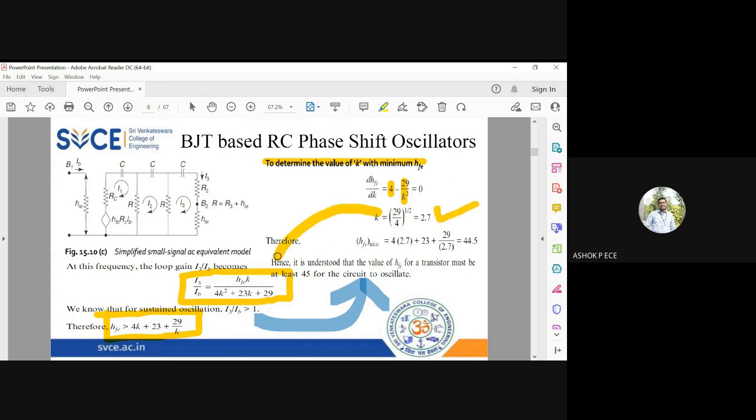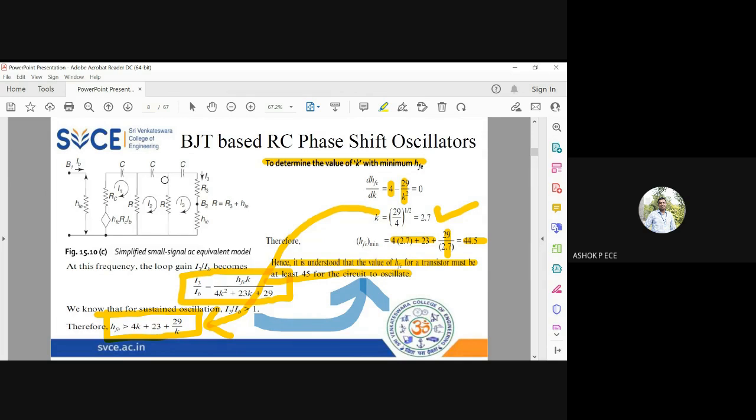Substitute this value of K here. Substitute K equal to 2.7 in this equation. So you get HFE greater than 4 into 2.7 plus 23 plus 29 by 2.7. So you get the answer as 44.5. So from this, we can conclude that for the transistor to provide sustained oscillations, the minimum gain must be at least 45. At least means greater than or equal to 45 for providing sustained oscillations.